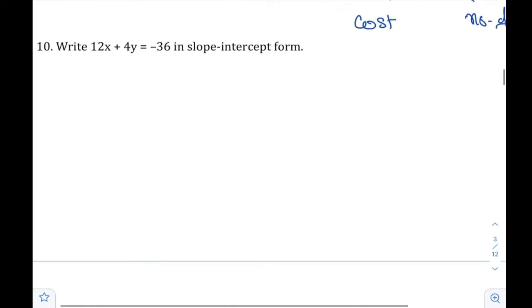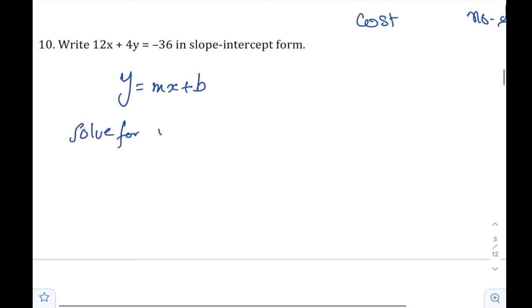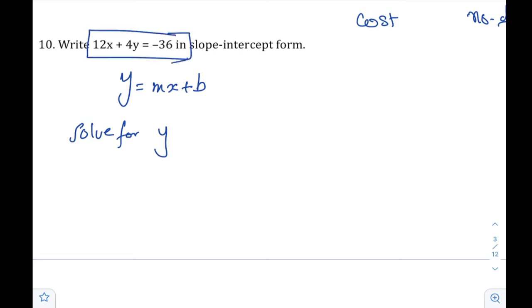Write 12x plus 4y equals negative 36 in slope-intercept form. Slope-intercept form is y equals mx plus b. That means we need to solve for y. If you want to solve for y, as we have done in the previous lessons, we will isolate the term including the y. نعزل الواي بطرف فنودي 12x للجهة الثانية. فصارت 4y equals negative 12x.